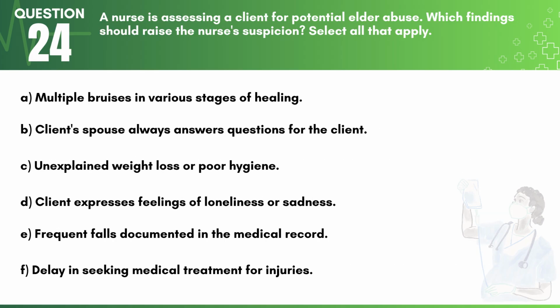Question 24. A nurse is assessing a client for potential elder abuse. Which findings should raise the nurse's suspicion? Select all that apply. A. Multiple bruises in various stages of healing. B. Client's spouse always answers questions for the client. C. Unexplained weight loss or poor hygiene. D. Client expresses feelings of loneliness or sadness.